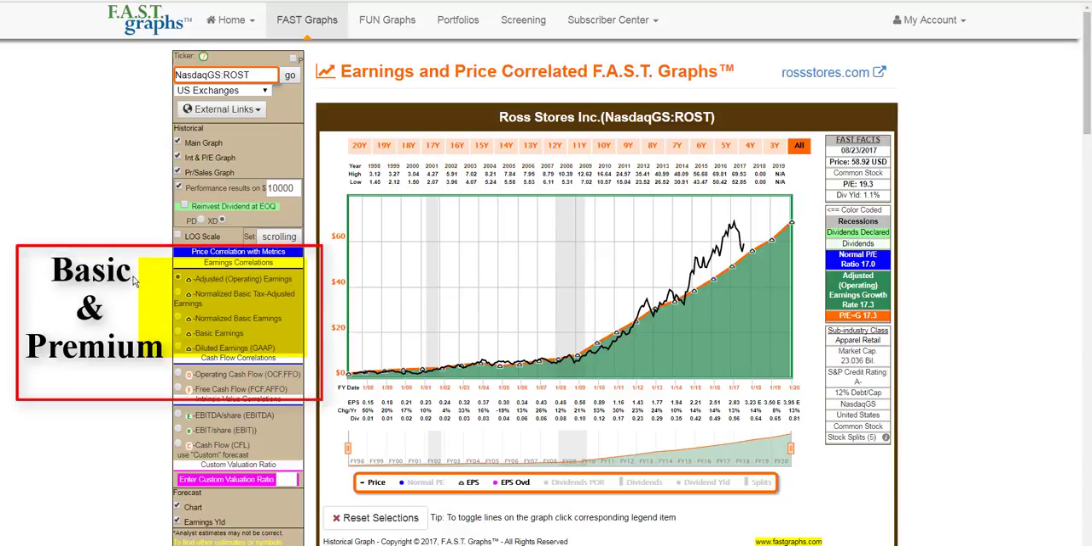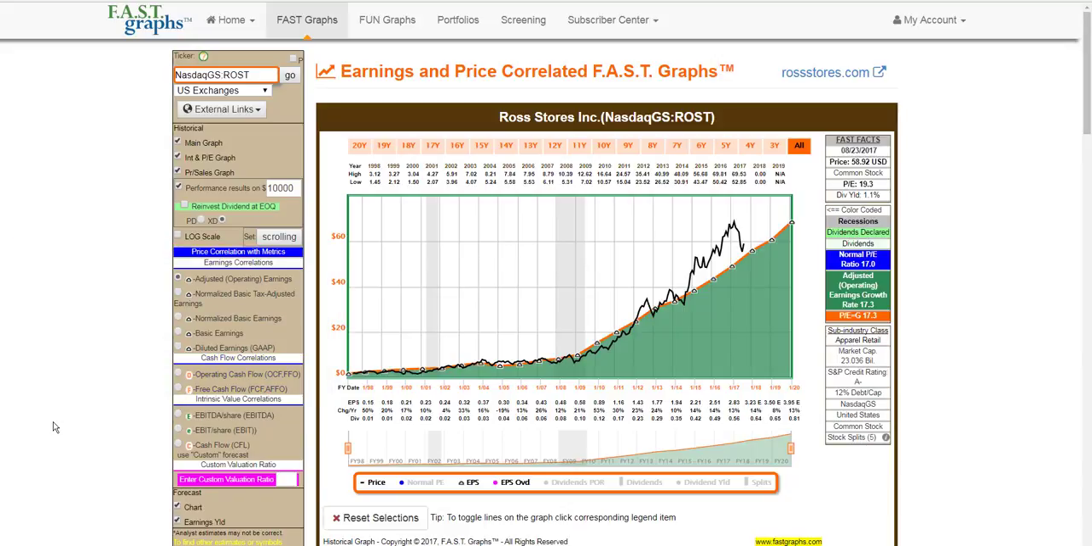However, there are 4 additional earnings metrics and 2 cash flow metrics, operating cash flow and free cash flow, available to basic subscribers. Premium subscribers also have the option to draw intrinsic value correlations with either EBITDA and EBIT per share, as well as gross cash flow. There are 2 primary components of the FastGraph research tool. The first is the set of historical graphs, followed by forecasting calculators.